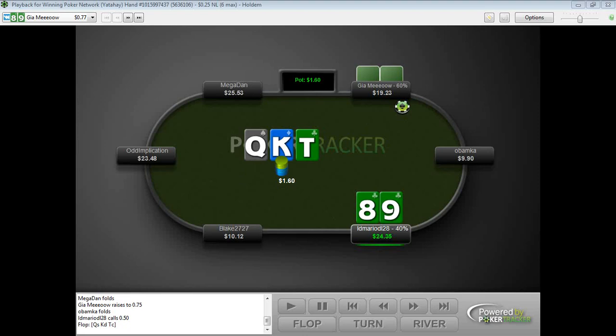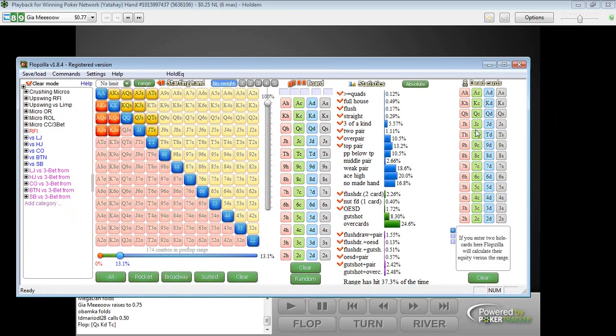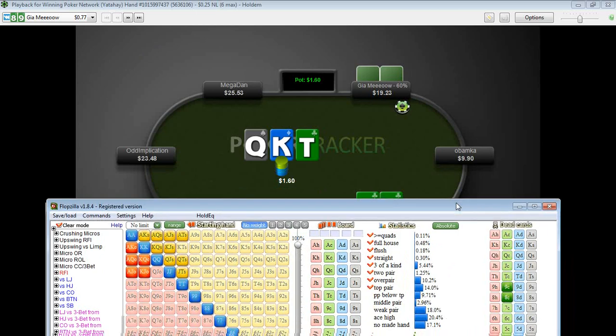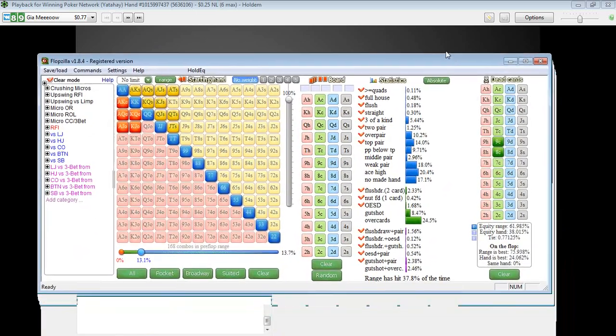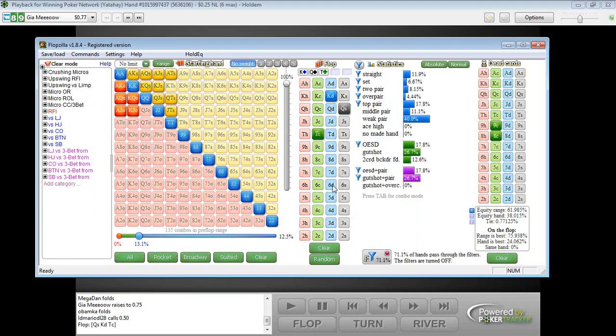So let me just put in my hand here, which is 8-9 of clubs. And let me get the board, which is, I could actually easily do it this way. Queen of spades, king of diamonds, and 10 of clubs. Okay.